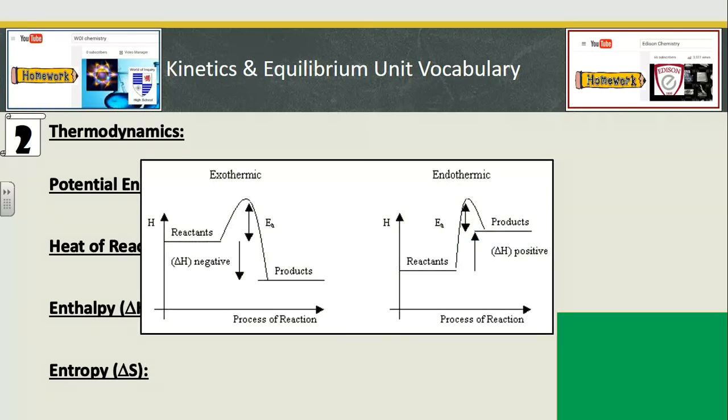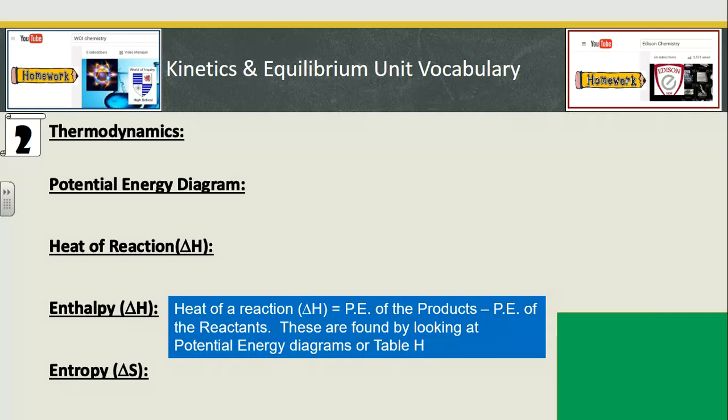Enthalpy. Well, enthalpy is delta H, the change in heat. Enthalpy is a fancy word for heat. It's the heat of a reaction. You find it by taking the heat of the products minus the heat of the reactants. These can be found by looking at potential energy diagrams, or if the reaction is in Table H or I.